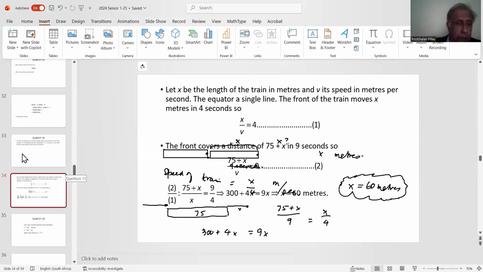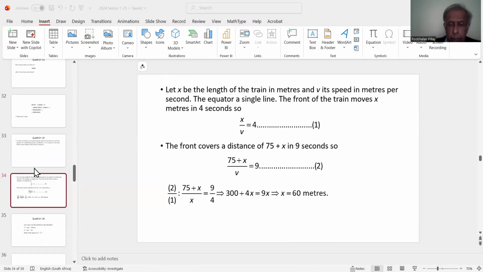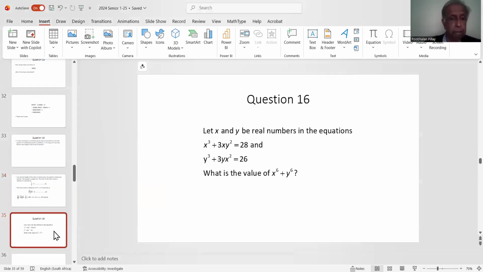Let's just check to see whether we made any errors. Right, okay, this is 60 meters. Let's get on to the next problem, which is question 16.